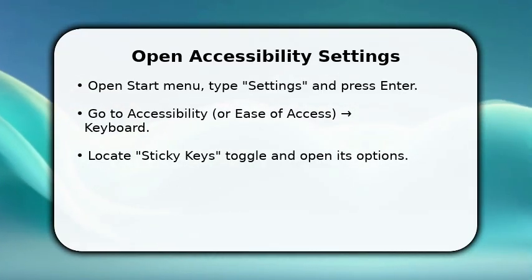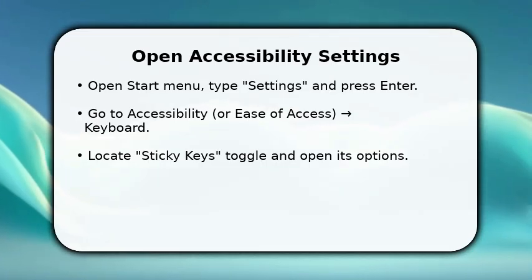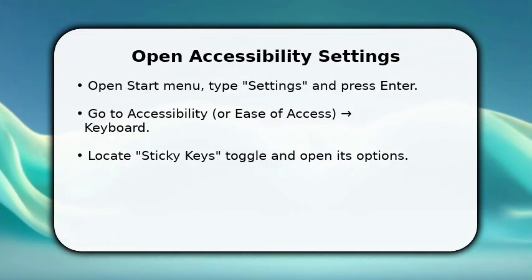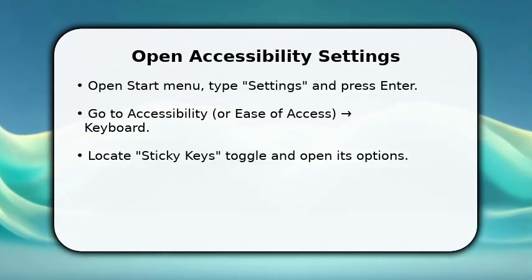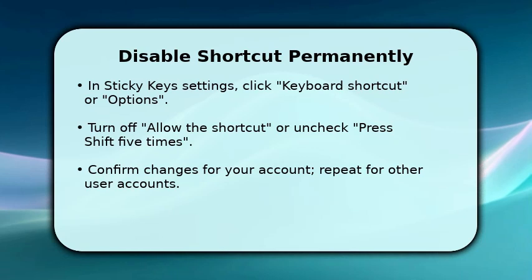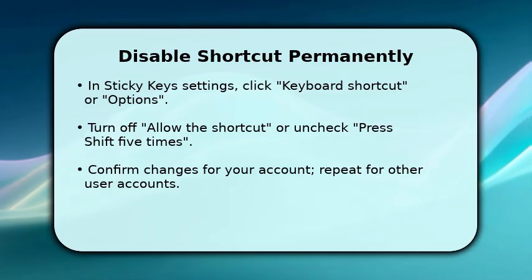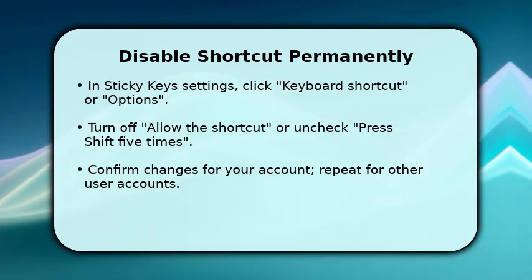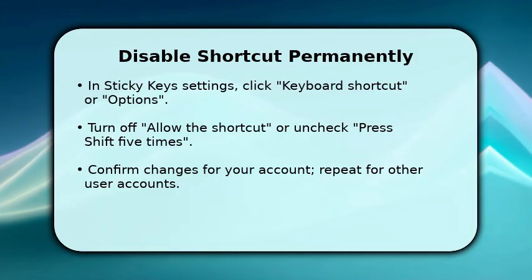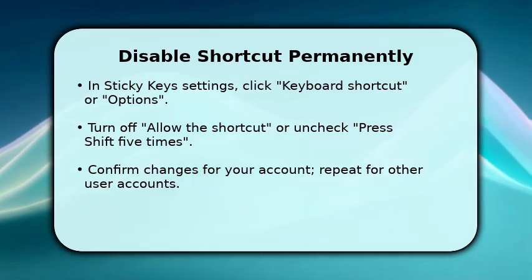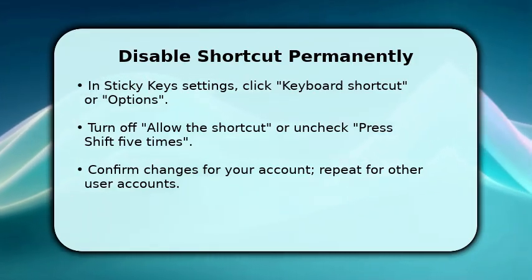Make sure you complete the next option screens because turning the toggle off here disables the active behavior but may not remove the invocation shortcut. Once done with the main toggle, open the Sticky Keys options or Keyboard Shortcut section to stop accidental activation. You need to turn off the Allow the Shortcut option that responds to pressing Shift 5 times. Doing that prevents reactivation by mistake.